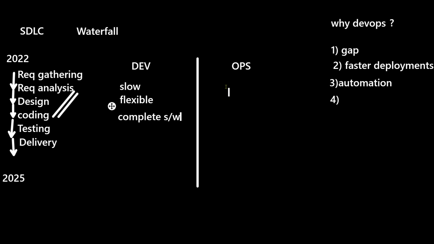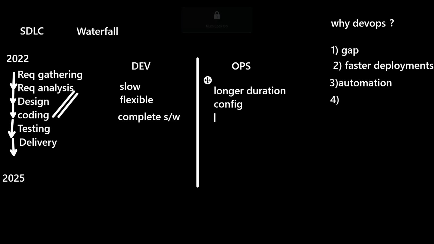Similarly, ops teams also have faced a lot of challenges, because the methodology is slow. They need to maintain servers for a longer duration, which is again a challenge, right? Configuring the servers manually. Here I'm talking about everything manual. Okay, no automation. If let's say there are 1,000 servers, configuring each and every server manually is a challenge. Poor monitoring, because no great monitoring tools were used. Right? These are the challenges of the waterfall methodology.